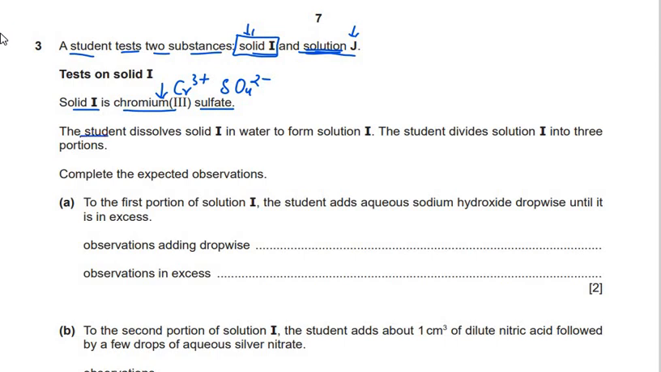It says the student dissolves solid I in water to form solution I, and the student divides that into 3 portions. Complete the expected observations. Now here it says, to the first portion of solution I, the student adds aqueous sodium hydroxide dropwise until it is in excess, and we are supposed to write the observations when sodium hydroxide is added to solution I.